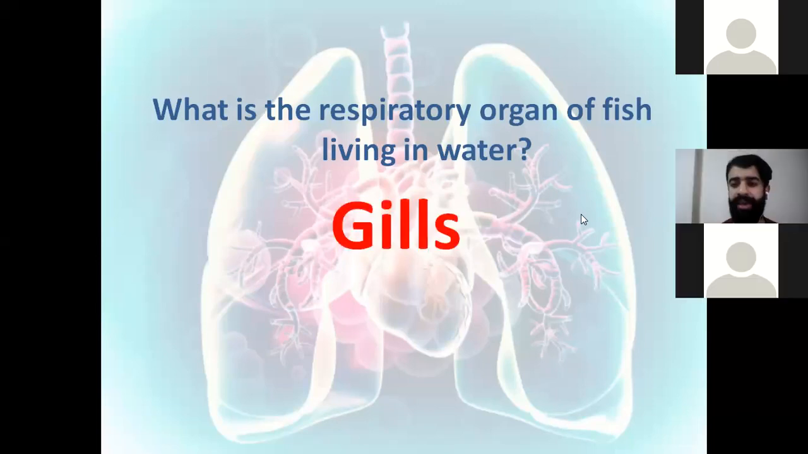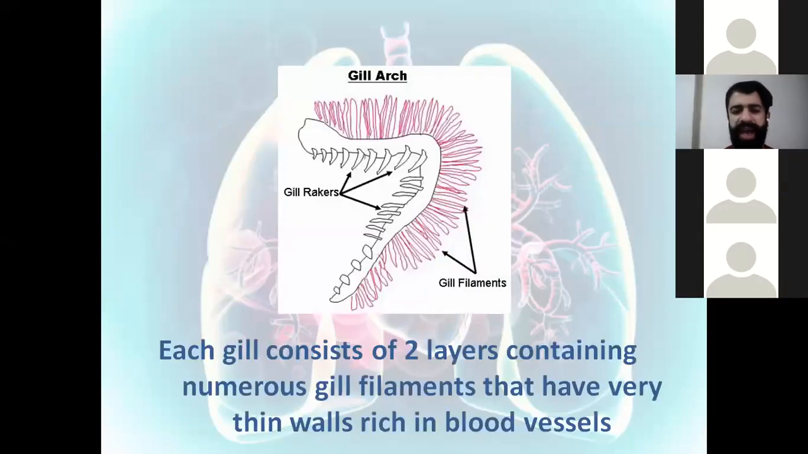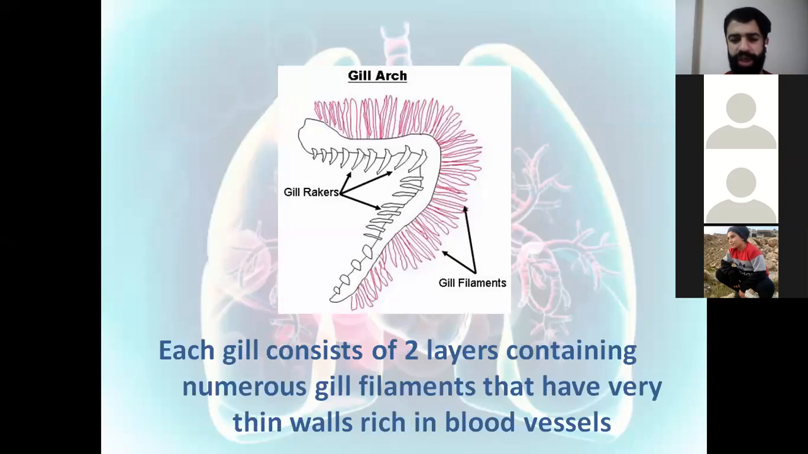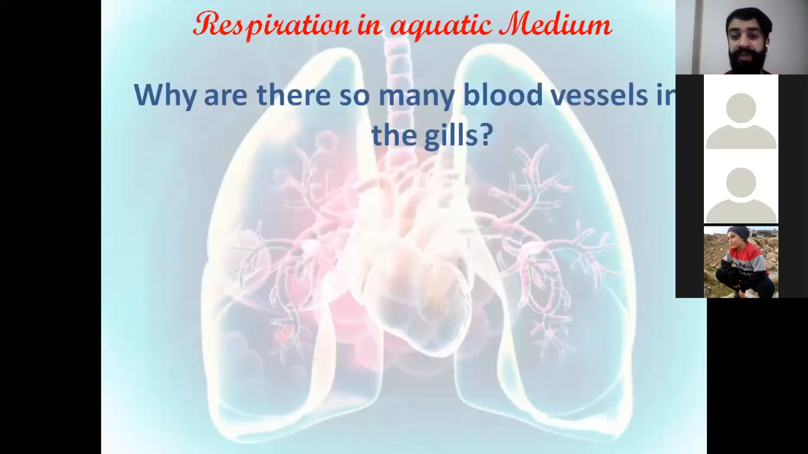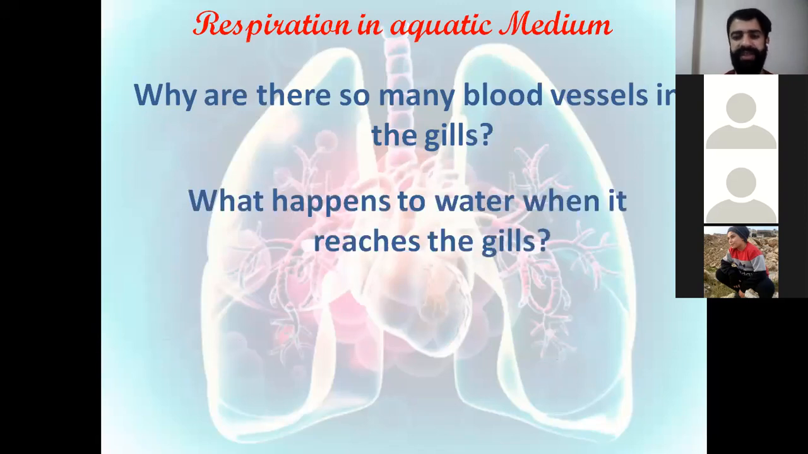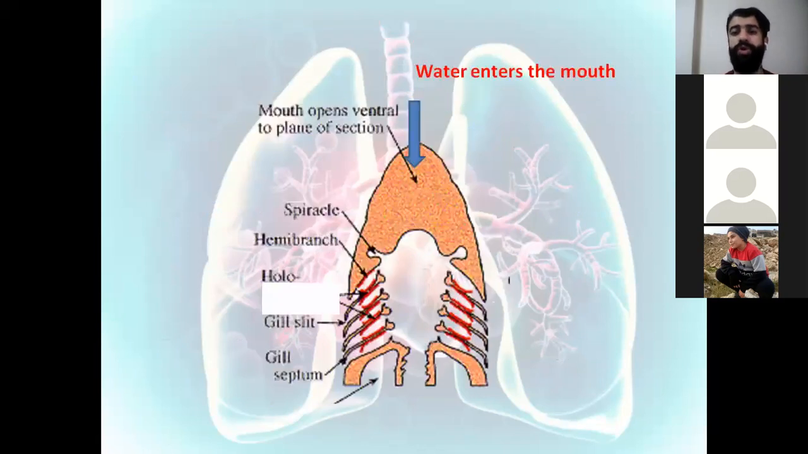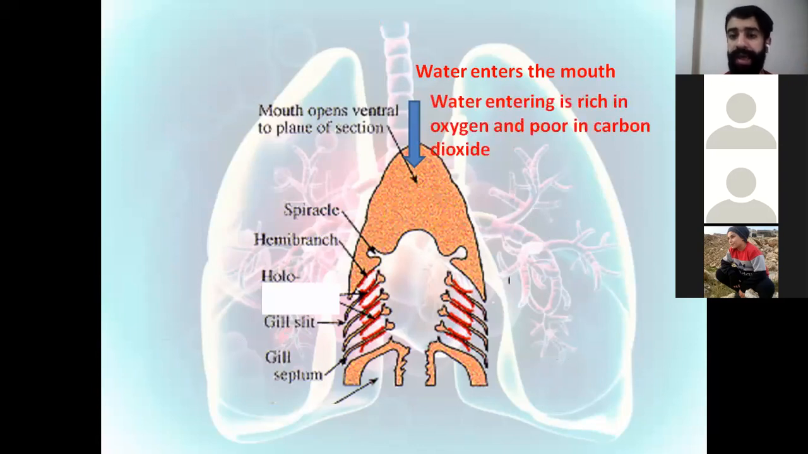So here, the gills are the respiratory organ. Each gill consists of two layers containing numerous gill filaments that have very thin walls rich in blood vessels. As general information, I want you to know the importance of the blood vessels. Why do we have many blood vessels? Blood vessels are responsible for carrying the gases. Whenever the water enters the mouth, what happens? Water entering is rich in oxygen and poor in carbon dioxide.